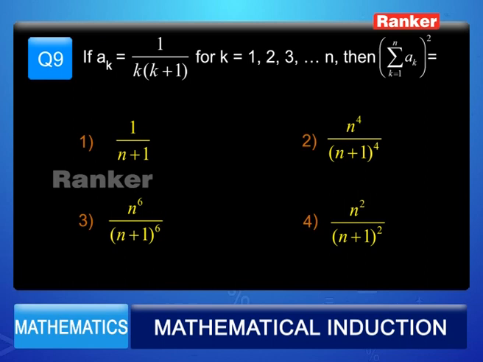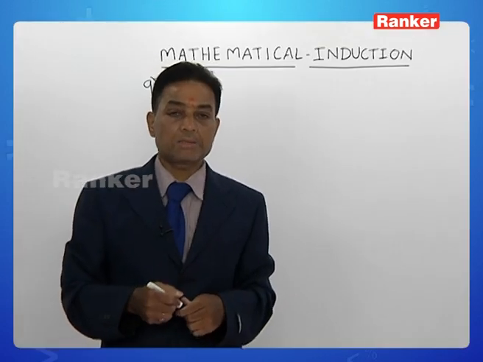Question number 9. If a suffix k is given as 1 by k into k plus 1, of course for all k equal to 1, 2, 3 up to n, now we want sigma k equal to 1 to n of a k whole square. Let us see what is the right answer.